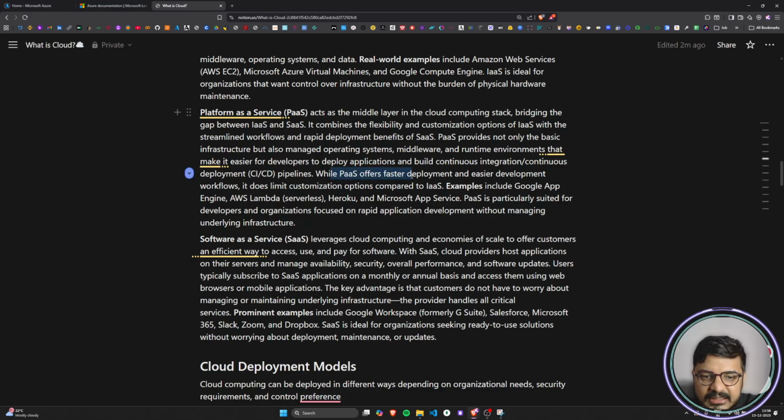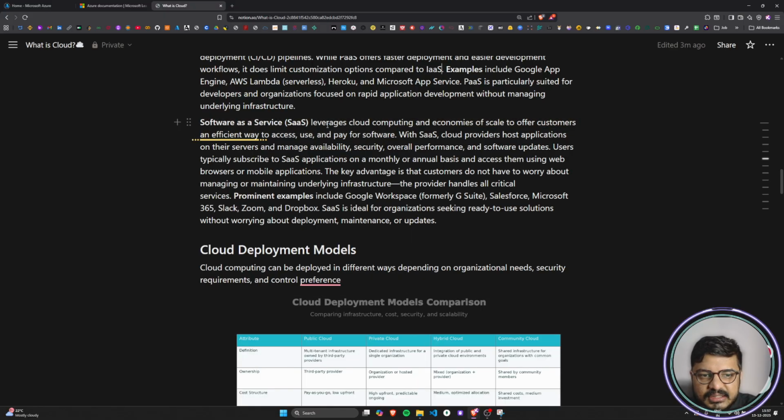While platform as a service offers faster deployment and easier deployment workflows, it does limit customization options compared to infrastructure as a service. So obviously, because most of the things are managed by the cloud providers, we will not have the customization options that I can have in infrastructure as a service. For example, Google App Engine, AWS Lambda, Heroku, and Microsoft App Service are examples of platform as a service. So platform as a service is particularly suited for developers and organizations focused on rapid application development without managing the underlying infrastructure.